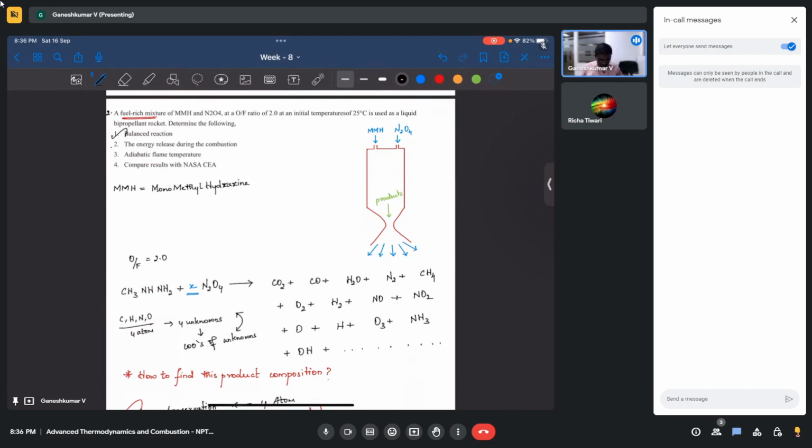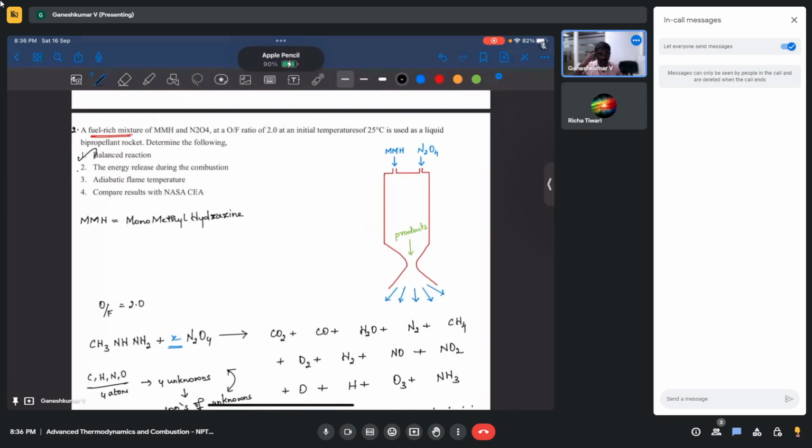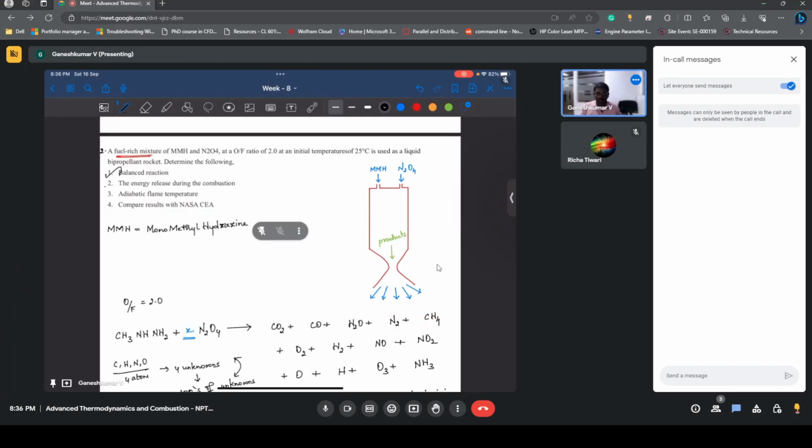So what we will try to do is solve the same thing, but with NASA CEA. You can actually do it for any system. For example, methane, biofuels, methane combustion, you can do. What I would do is share it from my computer.